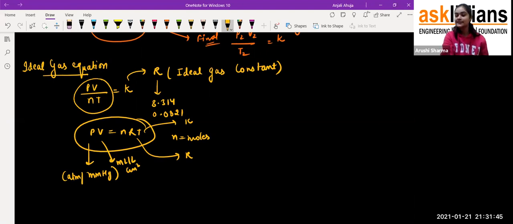So this is the ideal gas equation, students, but it is just used for the calculative part, because we don't have any ideal gases in our atmosphere, so we can't say that any of the gases is following each and every law particularly.